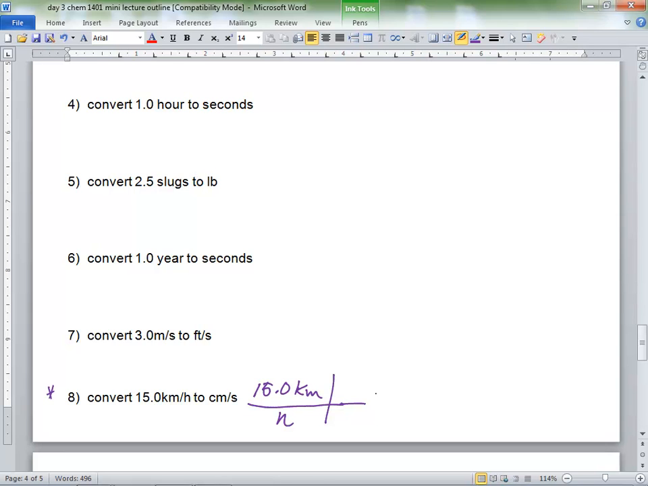No, do it in one big step. So now keep going up here. Because now if you cancel your units, see what it looks like. See how the hours are gone? Go ahead and cancel them. Hours, minutes. You're in kilometers per second right now. So you just got to keep going.